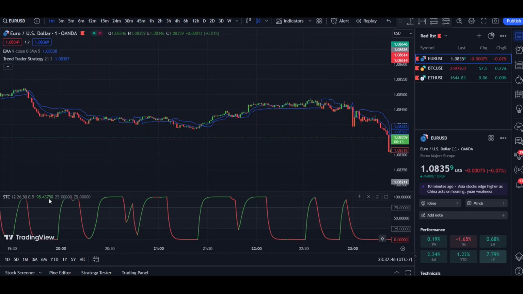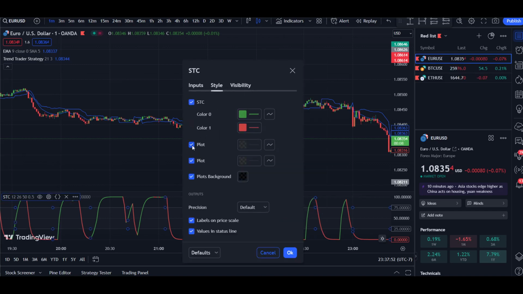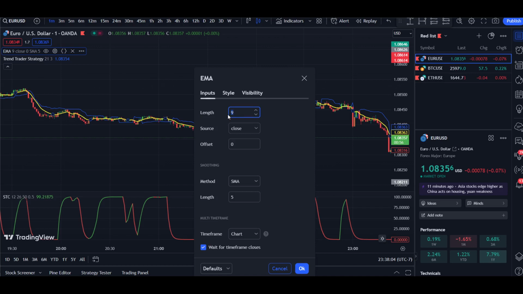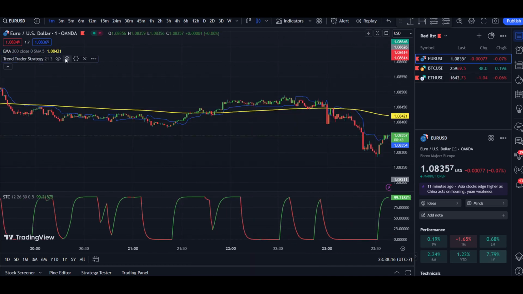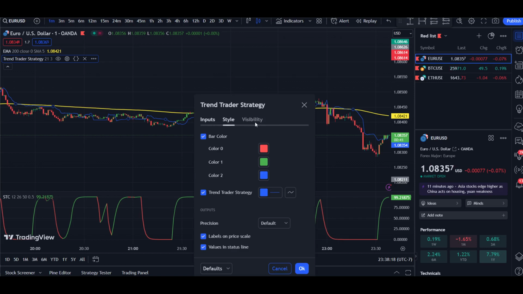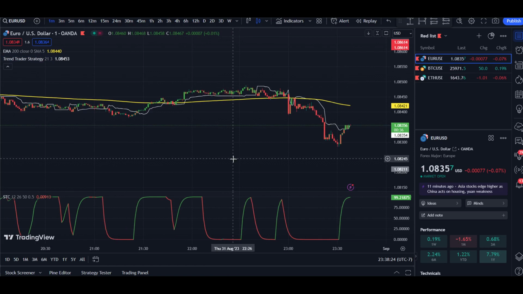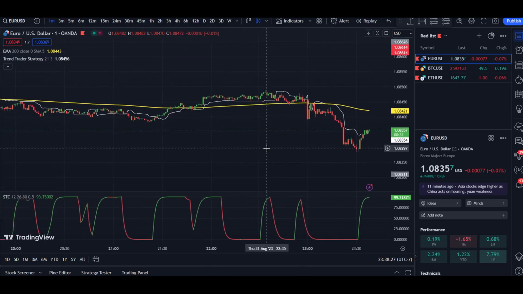All right, so for the settings, we're going to go down to the STC, click on the gears, and then we're going to uncheck all of the plots. For the EMA, we're going to go to settings. I usually change the color to make it appear more visibly. I'm going to go to inputs, and we're going to change the length of the EMA to 200. For the Trend Trader, you don't have to change the settings, but I like to change the color a little bit to make it also appear more visibly. And boom, that's it. This is how your chart should appear at this point.